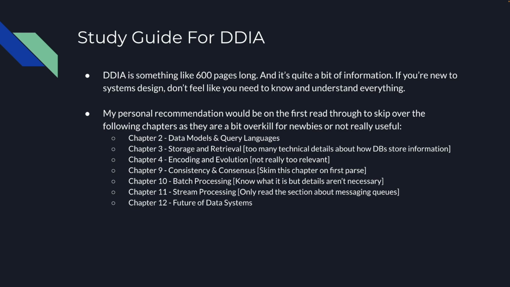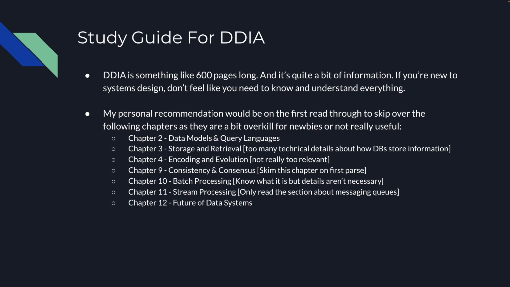Same thing with chapter 9, Consistency and Consensus. You should probably just skim this chapter, mostly focusing on the consistency portion. Consensus is definitely a harder topic and something that you may want to come back to when you're a little bit more intermediate or advanced in systems design. But for beginners, probably knowing about consensus is a bit overkill.